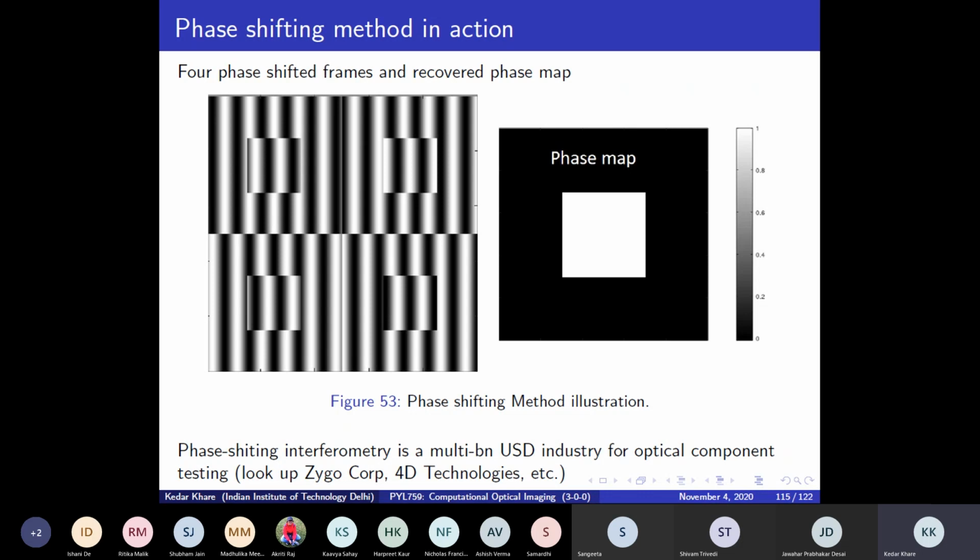Is this illustration clear to you? I think it should be clear. Yes, sir. Okay.